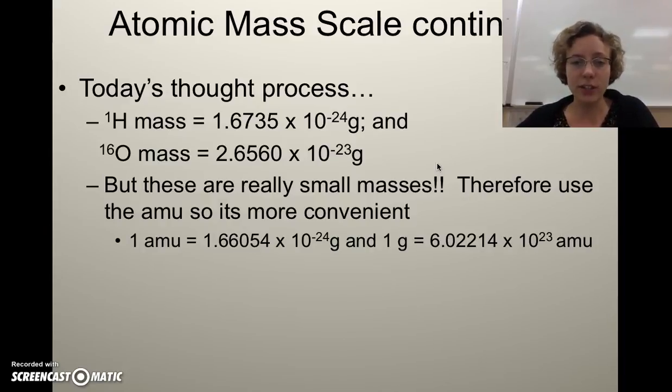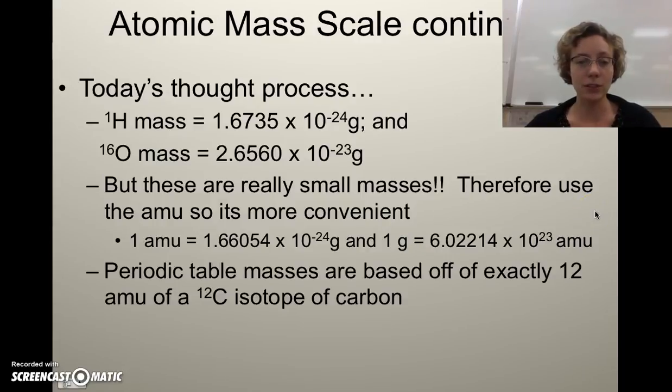Some conversion factors for AMUs. 1 AMU is equal to 1.66054 times 10 to the negative 24th grams. That is the definition of what an AMU is. And then here we've got 1 gram containing Avogadro's number of AMUs. So those are conversion factors that you use.